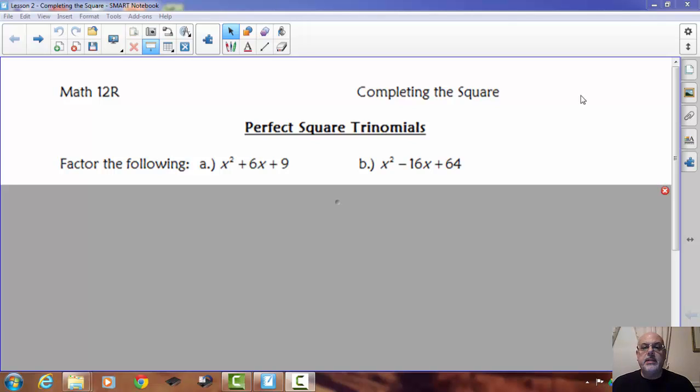Before we get into discussing completing the square, let's take a look at factoring some trinomials out of perfect square trinomials. So, why don't you pause this and factor those two. You have x squared plus 6x plus 9 and x squared minus 16x plus 64. So pause this for a minute, factor those, then come back to this.